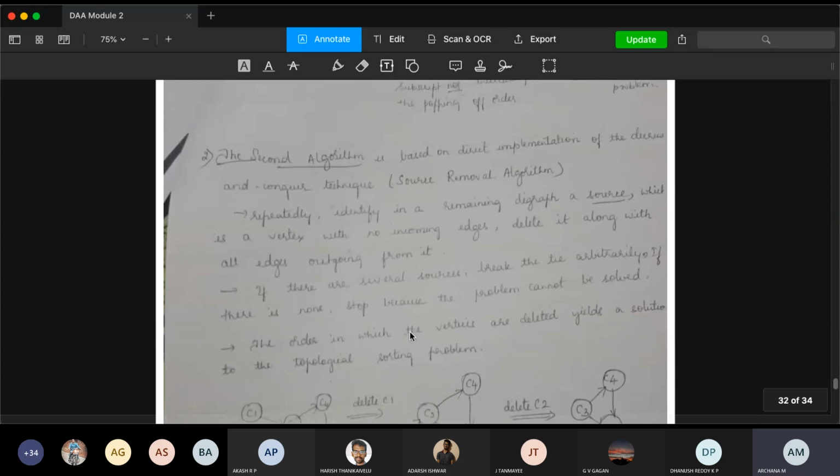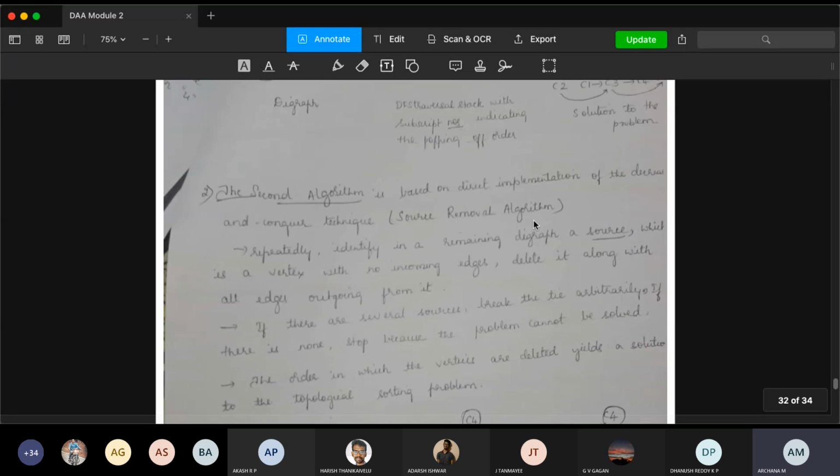DFS is the first algorithm. Second algorithm is the source removal algorithm. Okay, so now I will share the screen with notepad. We will go with the two important algorithms.